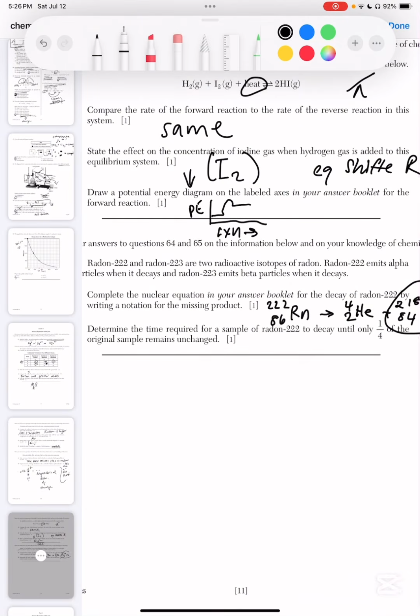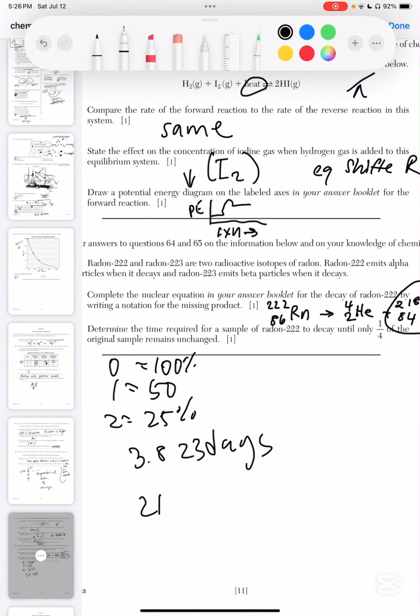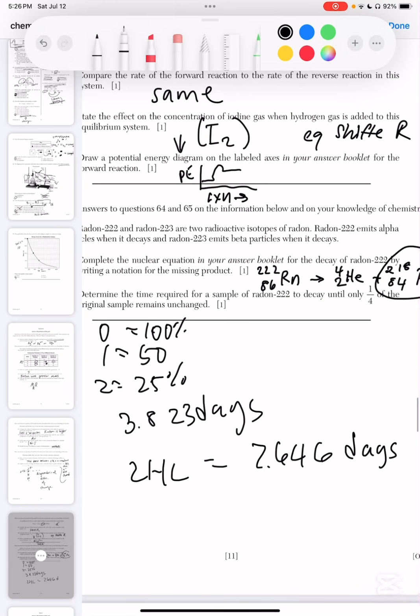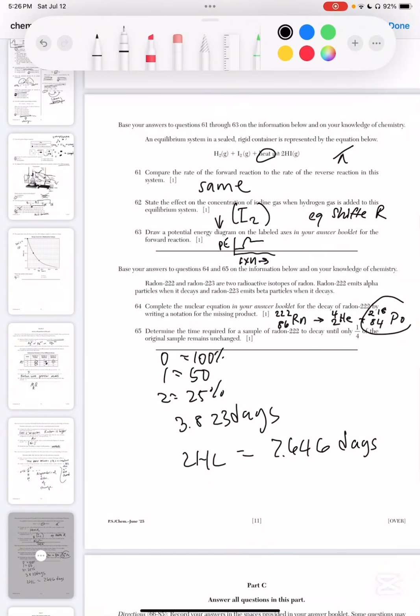Determine the time required for a sample of radon-222 to decay until only 1/4 of the original sample remains unchanged. So this is after 2 half-lives. 1 half-life of radon is this, 2 half-lives is that times 2. I'm assuming they're not going to ask for sig figs, but it doesn't really matter.